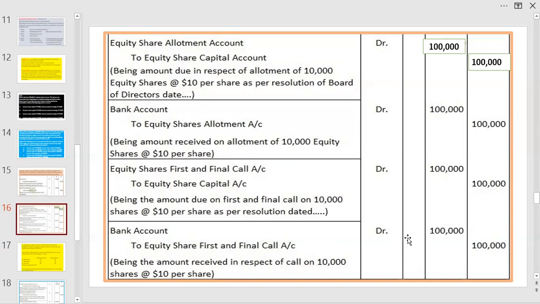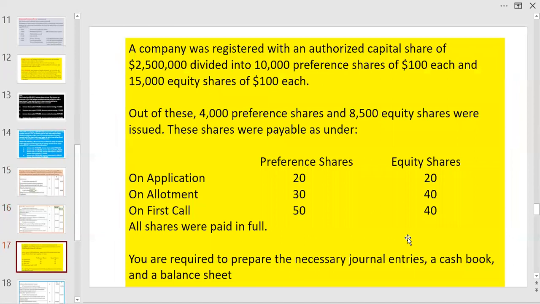Final question. A company was registered with an authorized share capital of 2.5 million divided into 10,000 preference shares of 100 each and 15,000 equity shares of 100 each. There are 2 types of shares. Decided to issue 4,000 preference shares and 8,500 ordinary shares or equity shares. Different payment arrangements are shown for each share. We are required to make the journal entry, cash entry and the balance sheet position.